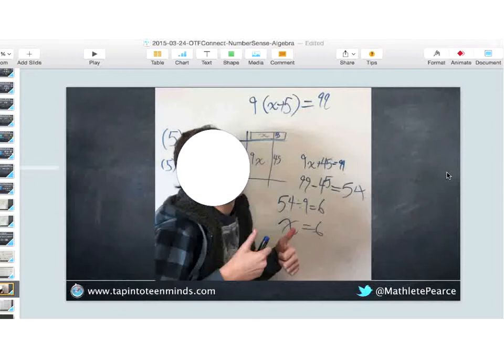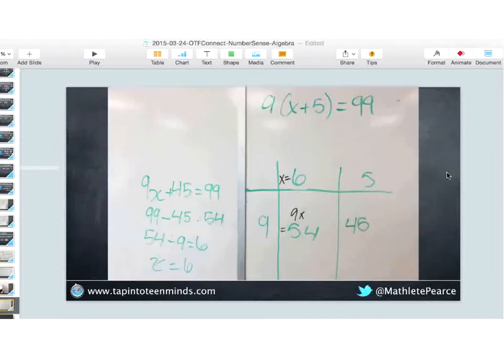And I'm trying to stay out of that process right now. It's really taking a lot out of me to not go in there and say, okay, so line it up like this. You should take away the 45 on both sides. It should look like this. I'm really just trying to get them to build some confidence that they can find the solution they're looking for, and then we'll worry about some of the mechanics and formatting later.